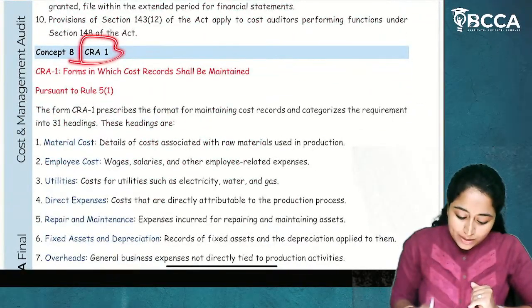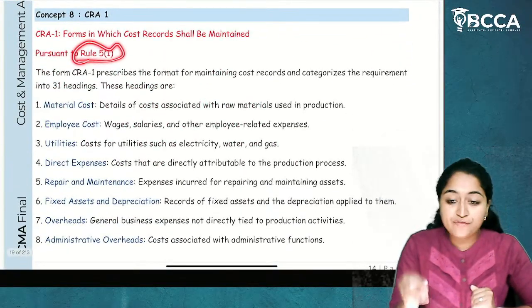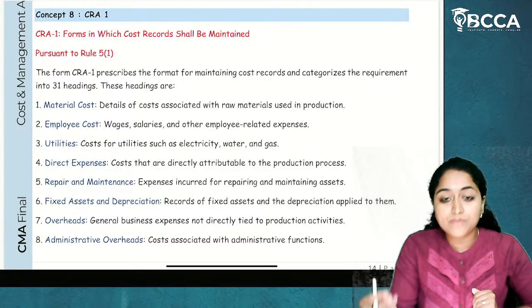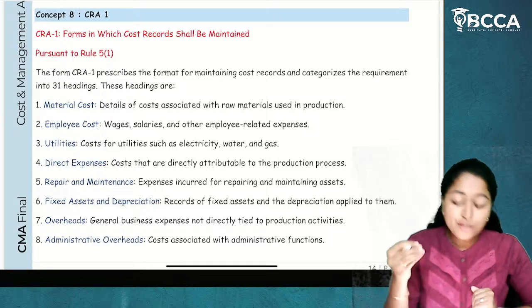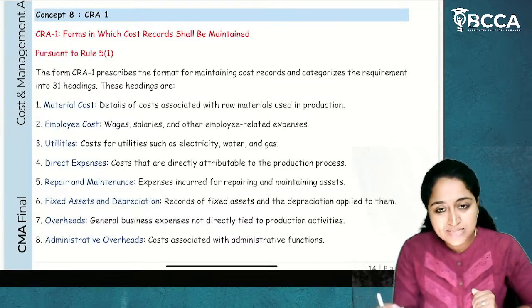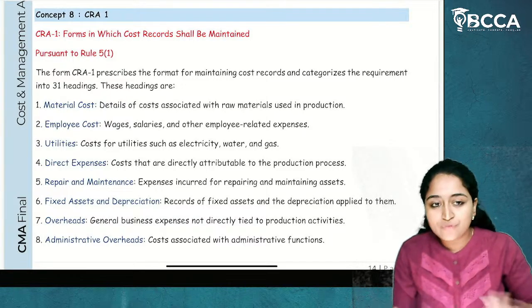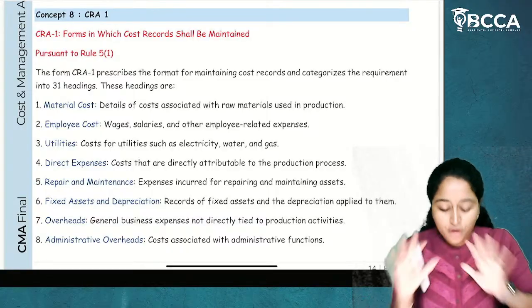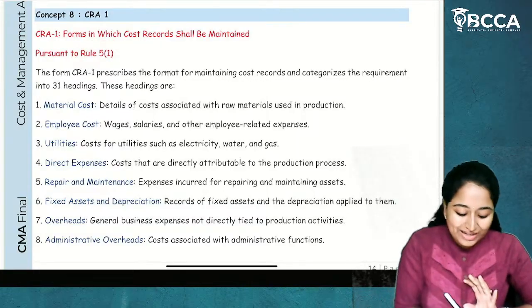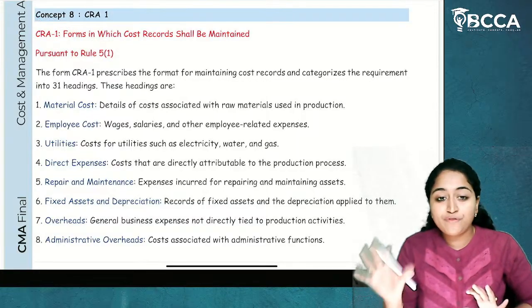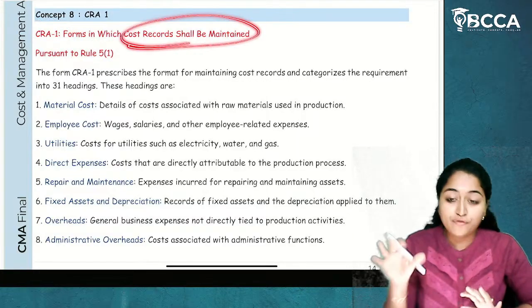See, this is CRA1 as per rule 5 subsection 1. You have to remember the rules also because it will be tested in your MCQs. So try to remember rules if it is possible. If you haven't learned that so far, don't take the stress. If you're not able to remember, that's absolutely fine. Rule 5 subsection 1, we have to maintain form CRA1 about maintenance of cost records.